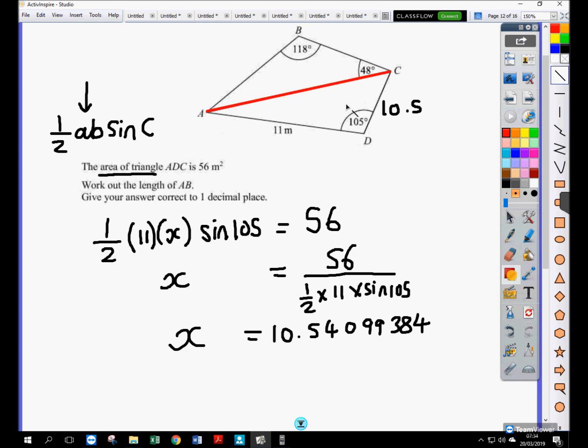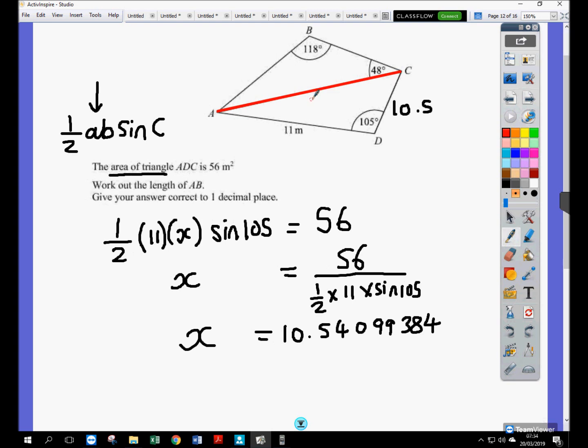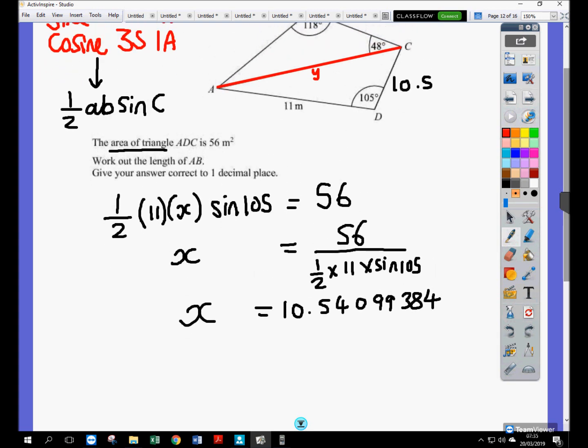So if we take a look at this triangle ADC, remember I'm trying to work out this side, so let's call this Y because I've called the previous side X. So we have 3 sides involved and one angle. We have the sine rule, and we have the cosine rule. The cosine rule is used when we have 3 sides and one angle involved, and the sine rule is 2 sides and 2 angles involved. So I'm going to use the cosine rule.